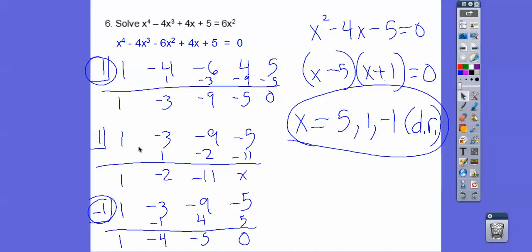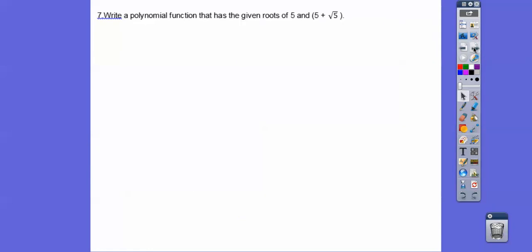I tried 1 again to see if it was a double root. It wasn't, so I tried negative 1, and that worked. It gave us a 0. So that's a 0, that's a 0. And then we solved this one, and we got the other 2 roots right there. So anyways, all right, write a polynomial function that has the given roots 5, 5 plus root 5.